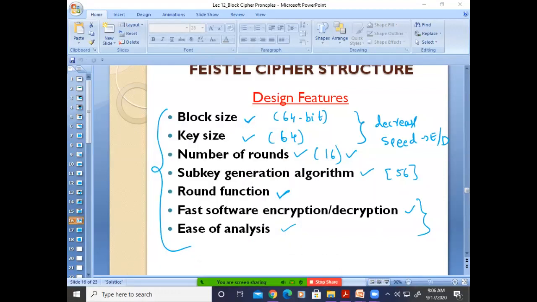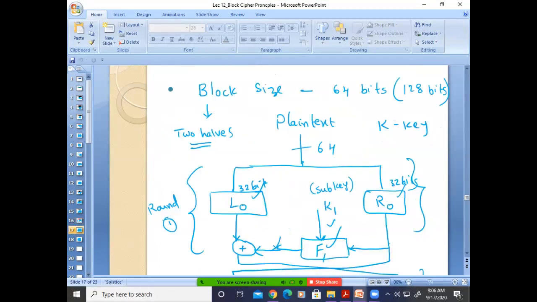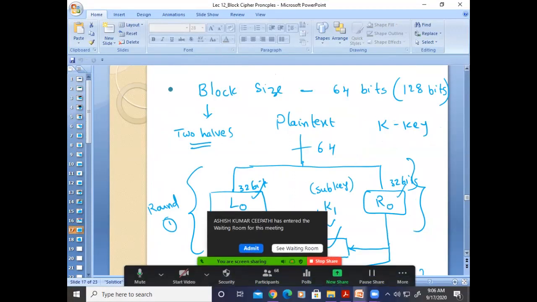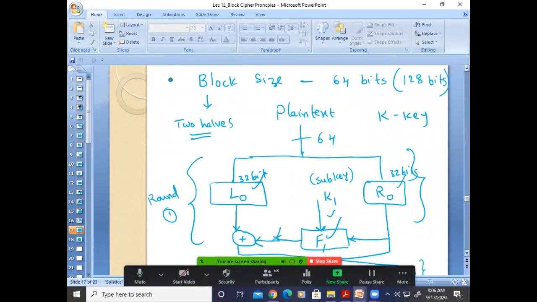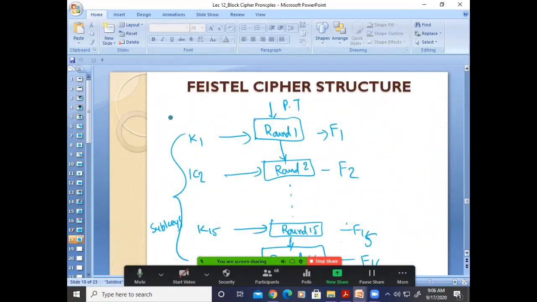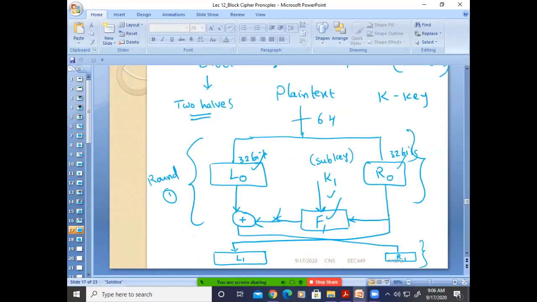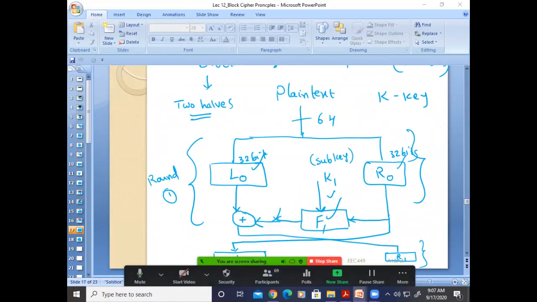So now when we see the structure of a Feistel cipher technique, the plain text will be divided into two halves, left and right. Each side will consist of 32 bits. Then the right side portion will have a round function using subkey K1 on the right side bits. So the round function, what is this? We'll see later in today's lecture.